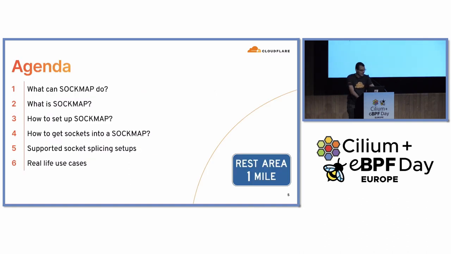Our agenda for today is pre-packed. We're going to start with taking a look at what Sockmap can do for us. Then we're going to actually find out what Sockmap is, because at this point we don't know yet. Then we're going to see how to set it up. After that, Sockmap operates on sockets, so we're going to look at how you get your sockets into Sockmap. Then we're going to go over the configurations which we can set up with Sockmap to splice sockets, and we're going to finish it off with some real-life use cases.